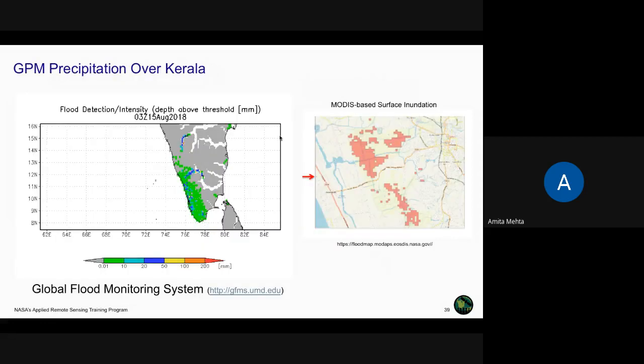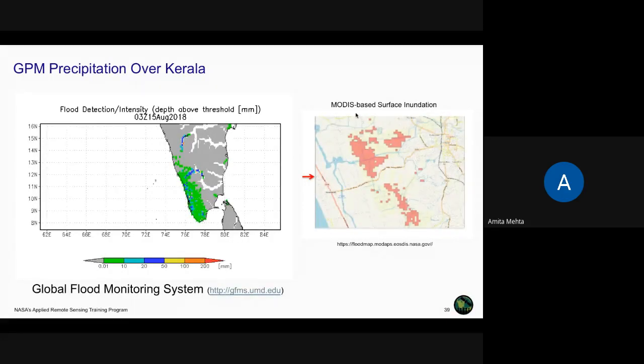There are also flood monitoring tools. There is a global flood monitoring system that uses TRMM and GPM data in a hydrologic model and a river routing model to come up with flood detection and flood intensity, and also looking at stream flow in various rivers. So as you can see, this is above threshold flood depth in millimeters, and it shows where flooding occurred in Kerala in that period. So this is 15th of August. This is every 3-hour data are available here.